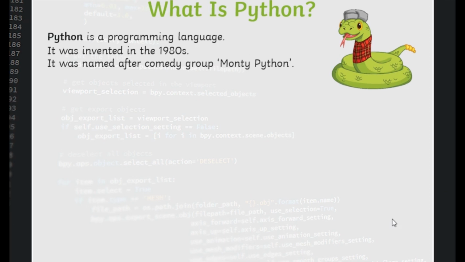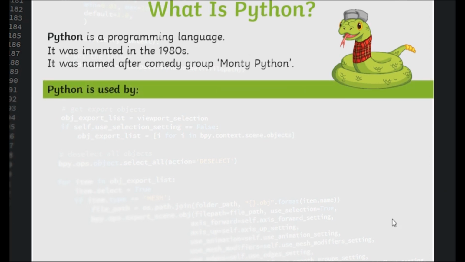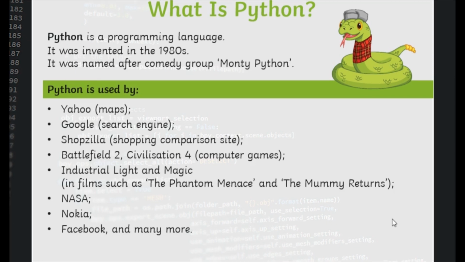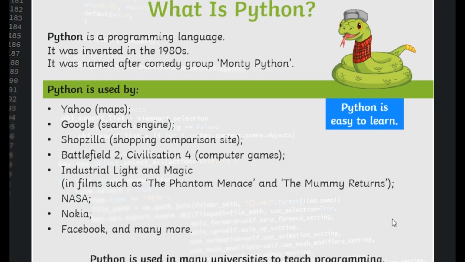Alright, what is Python? Python is a programming language. It was invented in the 1980s and named after a comedy group called Monty Python. Python is used by many people all around the world. For example, Yahoo, Google, NASA, Nokia, Facebook, and many more. So we have big organizations using the Python programming language as their main programming language for creating apps.